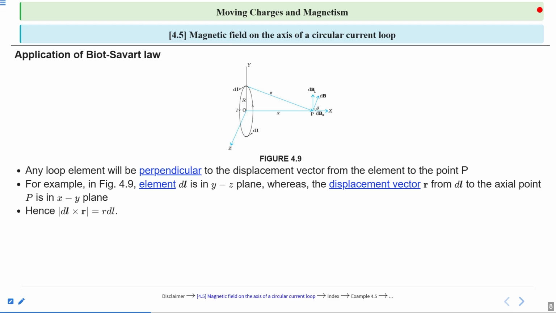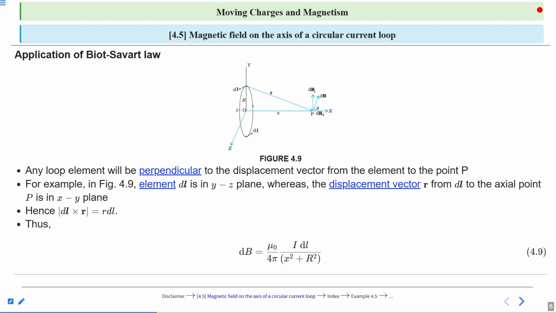Hence the magnitude of this dl cross r will be r dl sin theta, and because theta here is 90 degrees, sin 90 degrees is 1. So it will remain r dl. Now putting the value of dl cross r, and r square equal to x square plus capital R square, we will get this: dB equal to mu naught upon 4 pi, I dl upon x square plus R square. Mark it as equation 4.9.